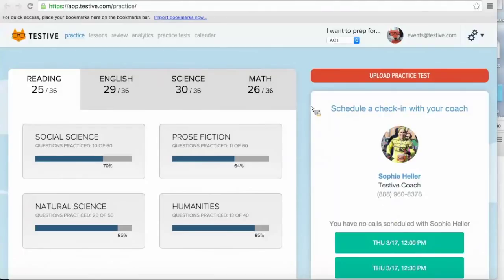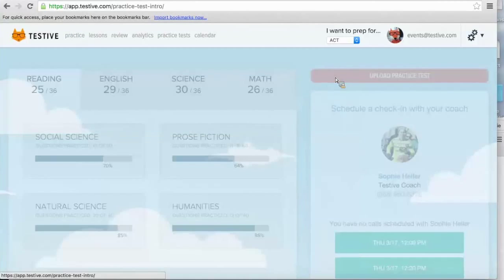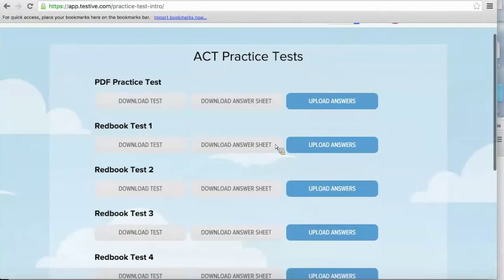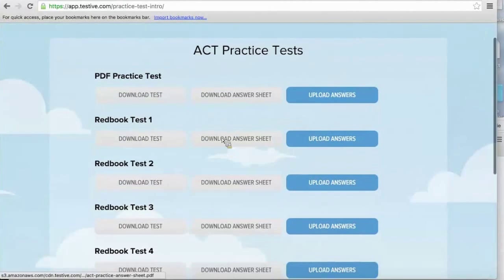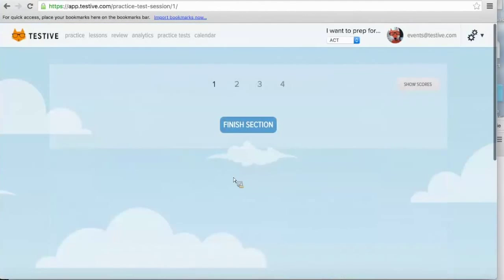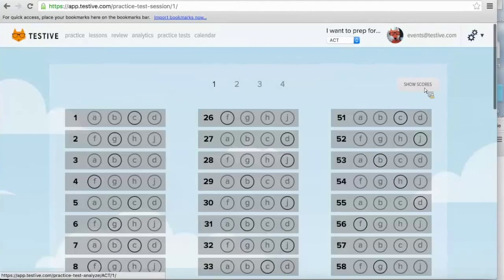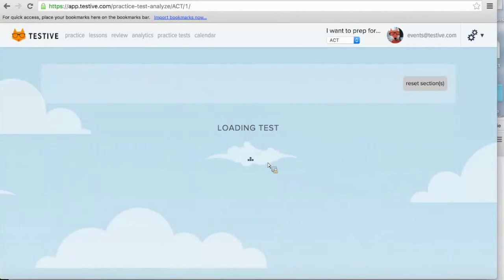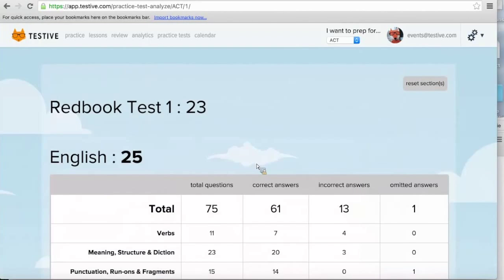Every student that comes into our program completes a full-length test under simulated conditions, because that's the best way the coach knows how to help them. So Sly can go in and upload a test. He can take a PDF practice test or any Redbook test. We just updated the interface, so let me see if I can navigate this. He's going to go in, bubble scores, and here we go.